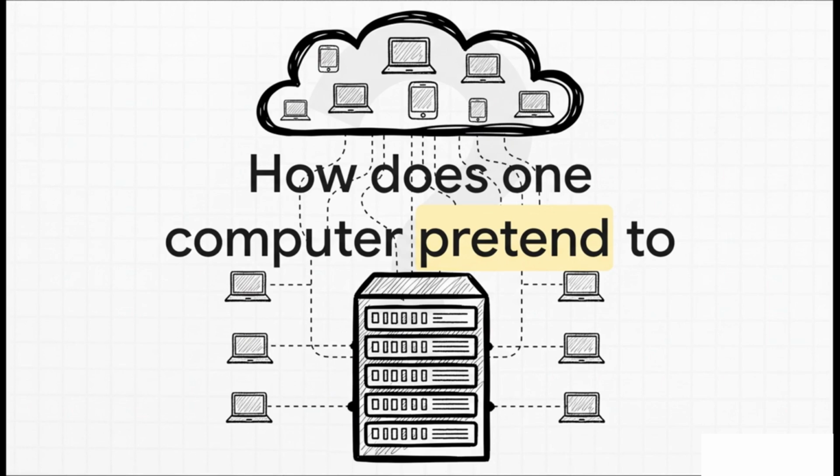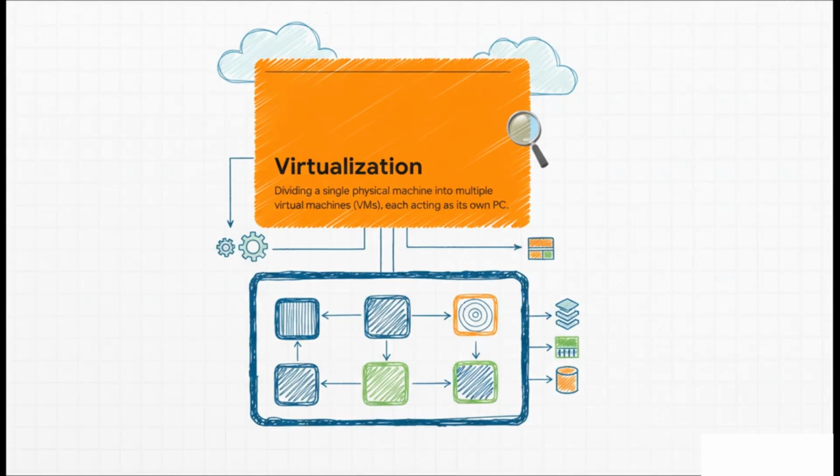And this leads us to a classic exam question. Seriously, this thing pops up year after year. The question is, how does one single physical computer pretend to be many different computers? How can one giant machine act like hundreds or even thousands of separate little computers all at once? And the one-word answer to that question is virtualization.